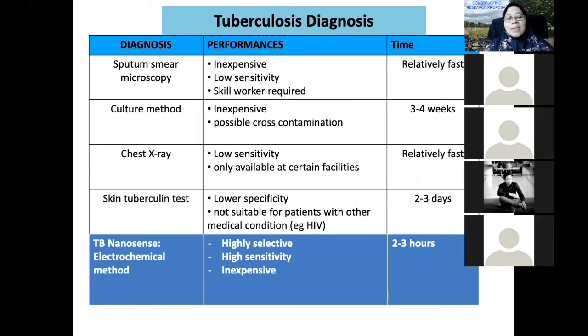Skin test requires 2 or 3 days, which we do not want, because if that patient is positive, when he or she did the skin test and went back home, they could spread the TB. After 2 or 3 days they come back to the hospital and find out they are positive, but they have already spread the TB at home or in the workplace. So we want a very fast one so that we can isolate the patient.